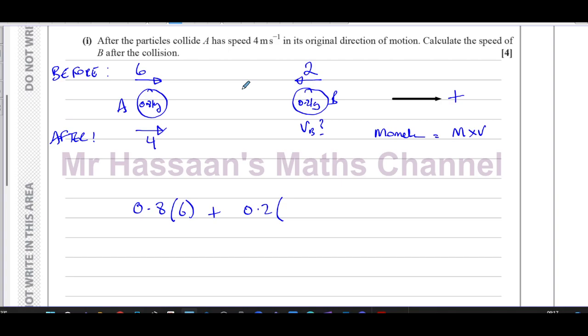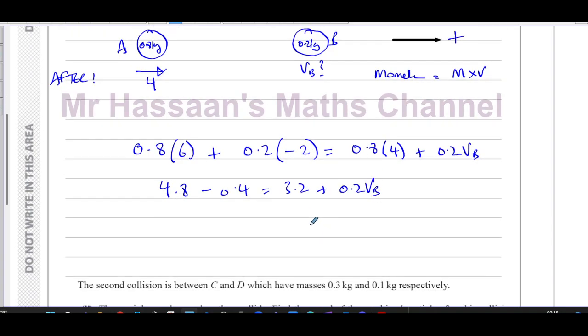Now, its velocity is in the opposite direction to what we call positive, so I'm going to call that negative 2. And that's equal to the total momentum after the collision, which is going to be for A, 0.8 times positive 4, and for B, it's 0.2 times what we have to find. Okay, so the only unknown is what we're trying to find, the velocity of B. So this gives us 4.8 minus 0.4 equals 3.2 plus 0.2 times the velocity of B, and that will give us our answer.